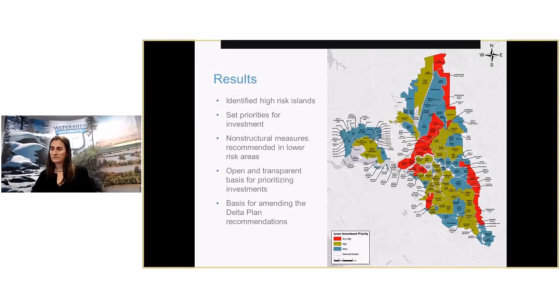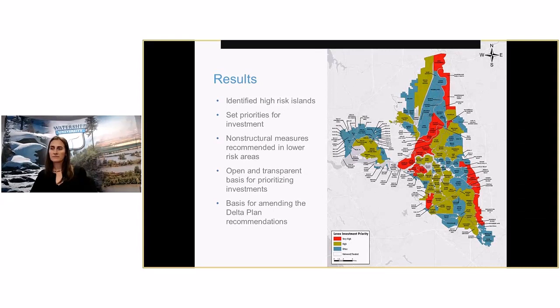But other factors are also important, and so islands in red towards the western part of the Delta are indicative of the risk to water supply, as a specific example. So we identified the high-risk islands, and this will enable the state to set its priorities for the kinds of investments it wants to make in support of levee repairs and maintenance within the Delta.